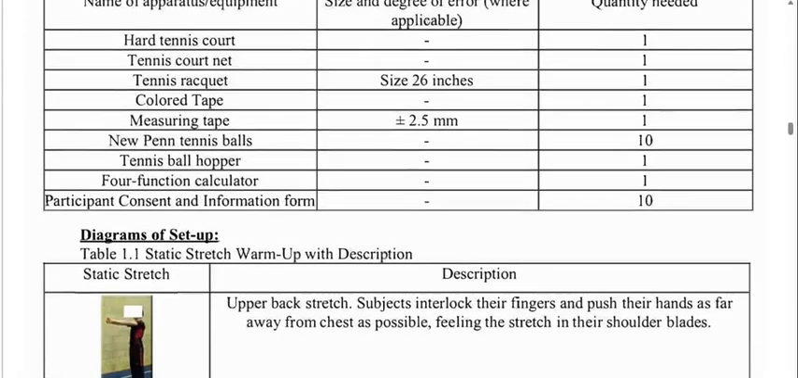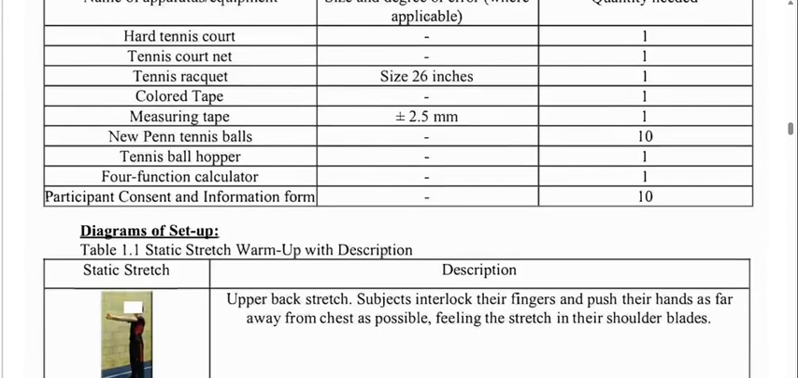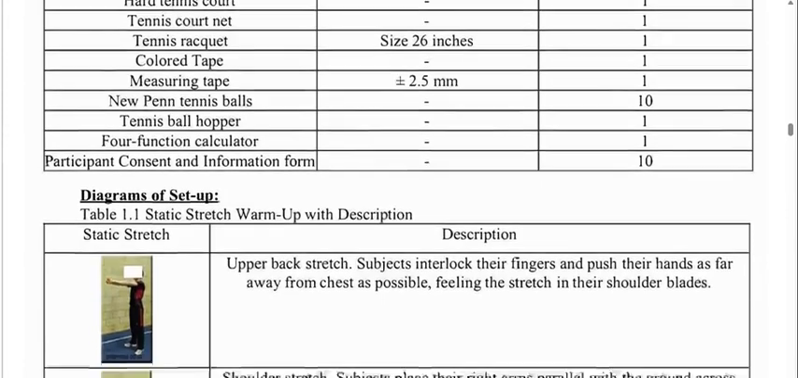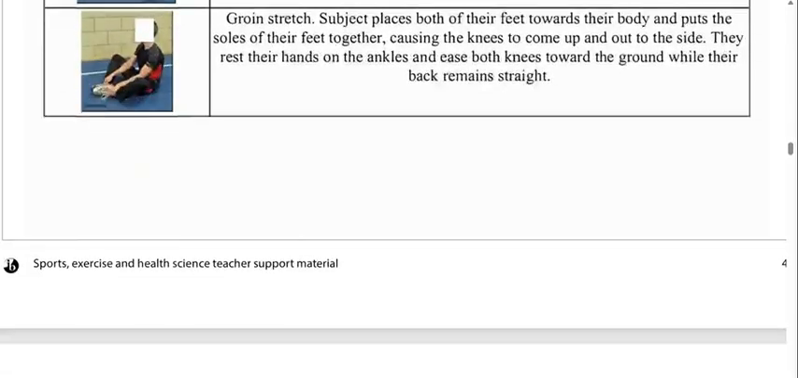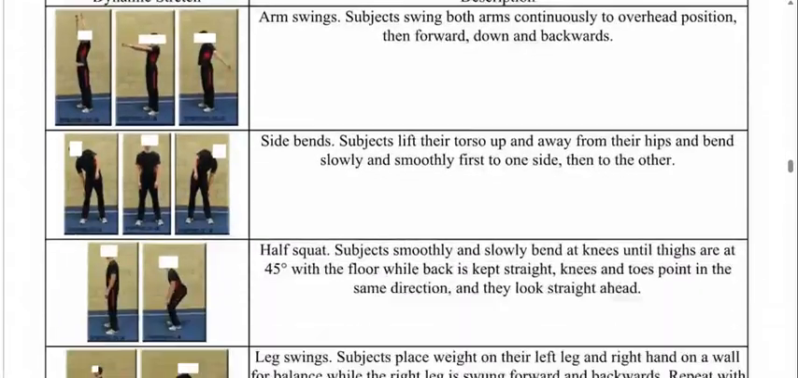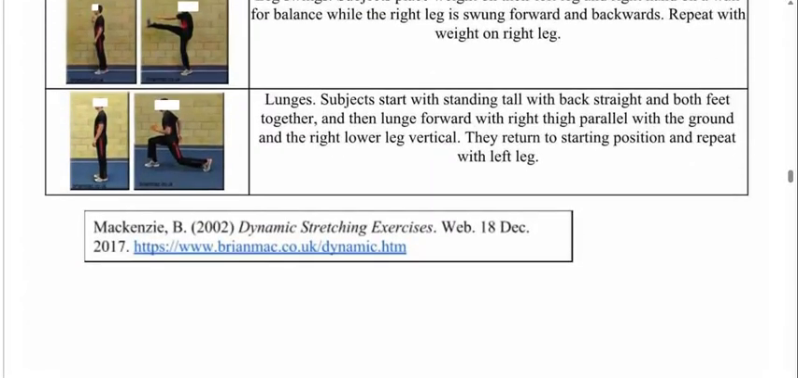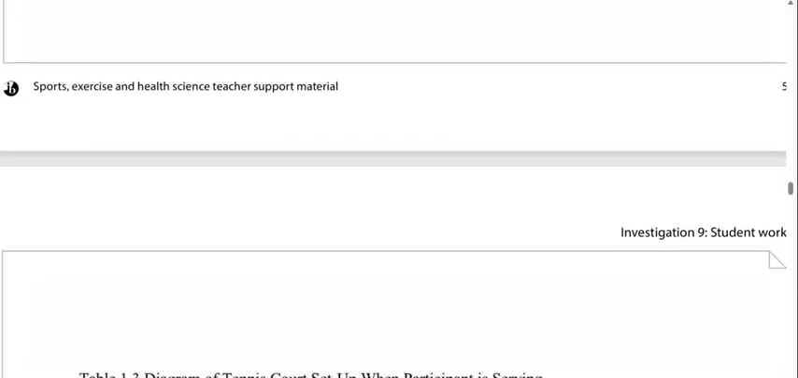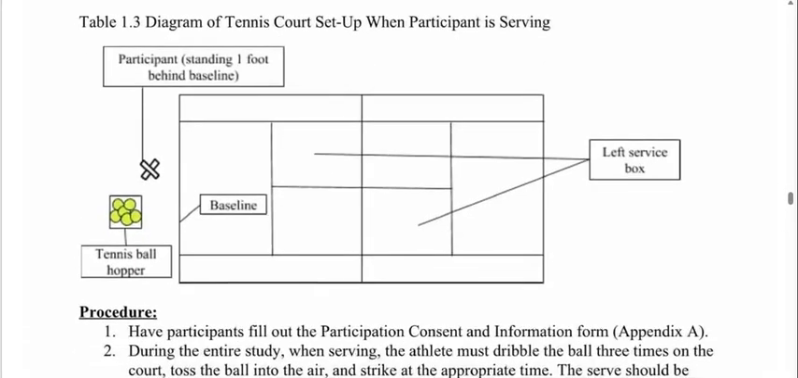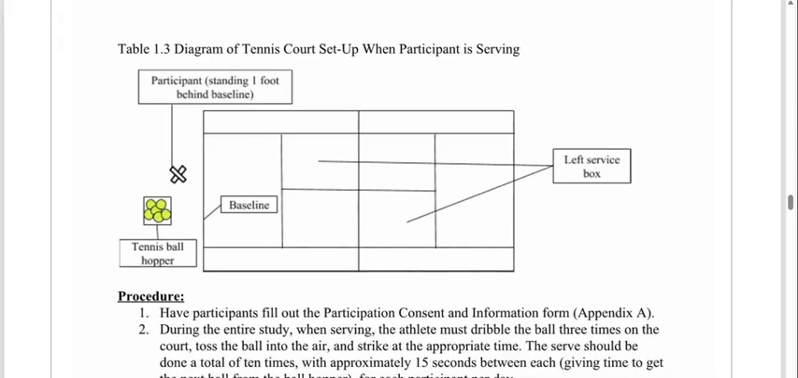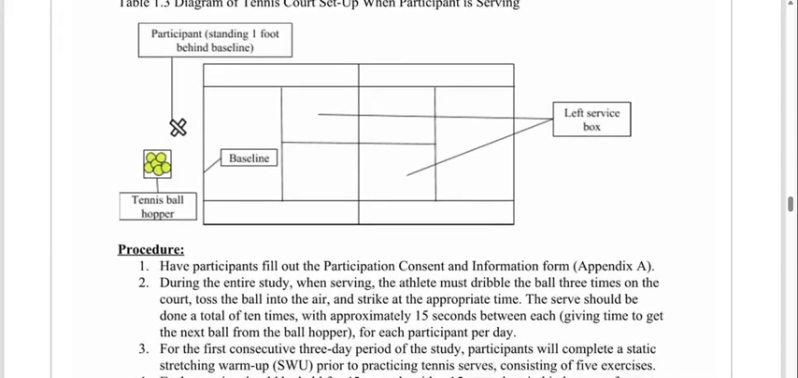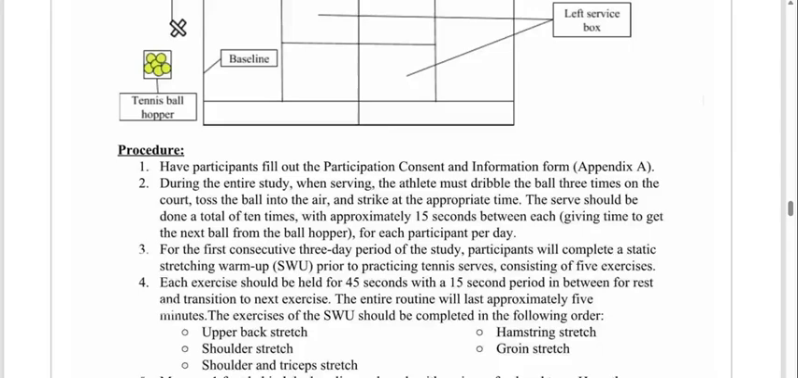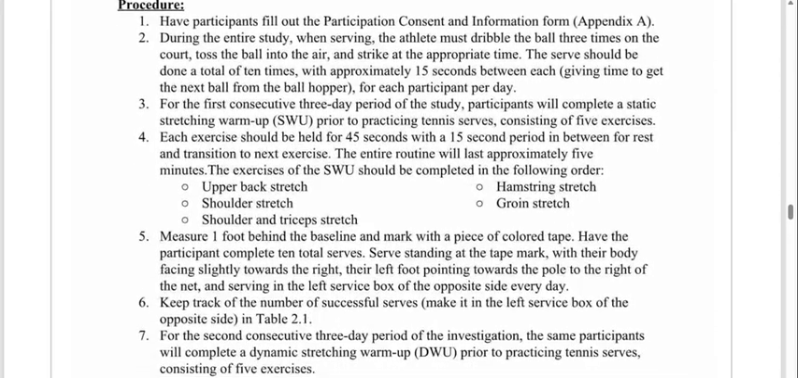Okay, and then we move into the methods. They tell you all the materials that you would need to do this. They give us very clear pictures of their setup. So you've got the static section up there, dynamic section right here. Sources are cited. Then we have a diagram of the core and how to assess the participants as they're doing their serves. Then a procedure from the very beginning, starting with consent form.